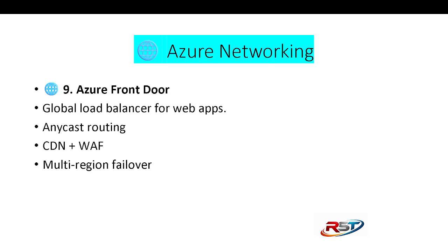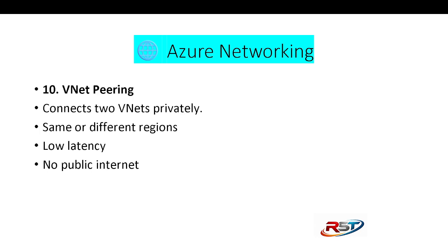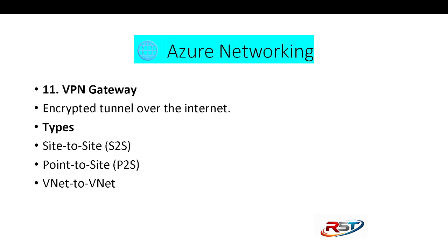Next one is Azure Front Door. It is a global load balancer for web apps, with anycast routing, CDN plus WAF, and multi-region failover. Then VNet peering: connect two VNets privately, in the same or different regions. Low latency, no public internet required.